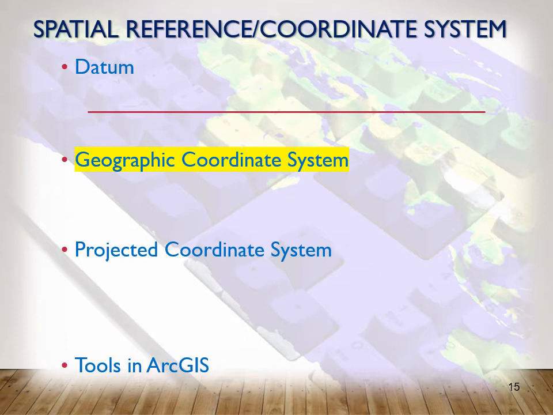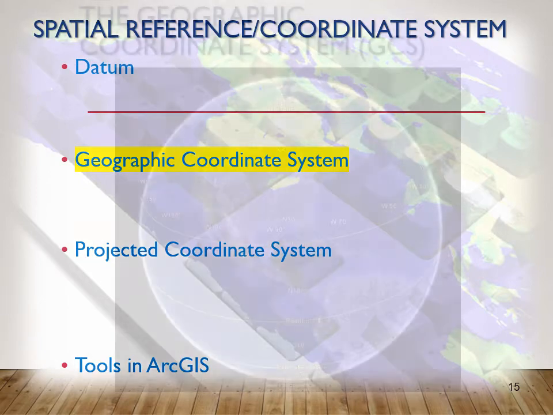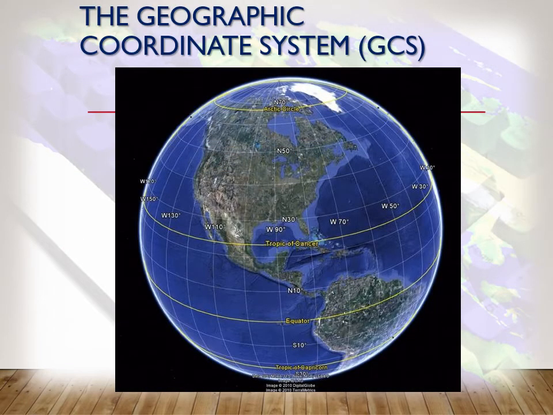Alright, so let's talk about geographic coordinate systems. You have probably used Google Earth in the past, and it looks a little bit like this, where you have your longitude values here and your latitude values over here. And they are spherical coordinates. Latitude and longitude values are actually angles, and they represent basically degrees around a circle.